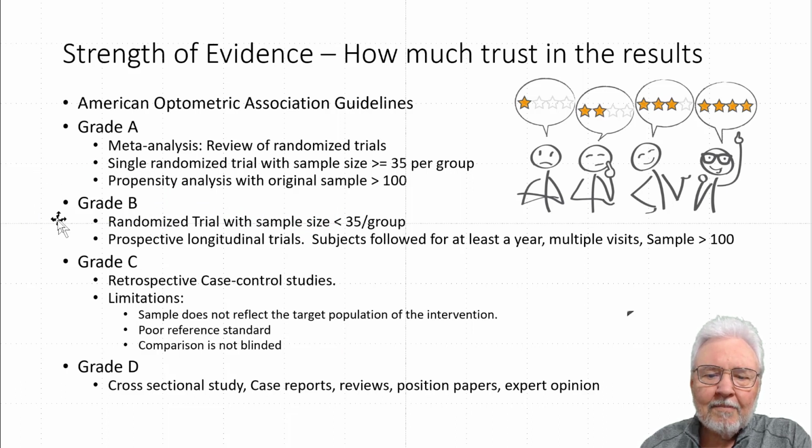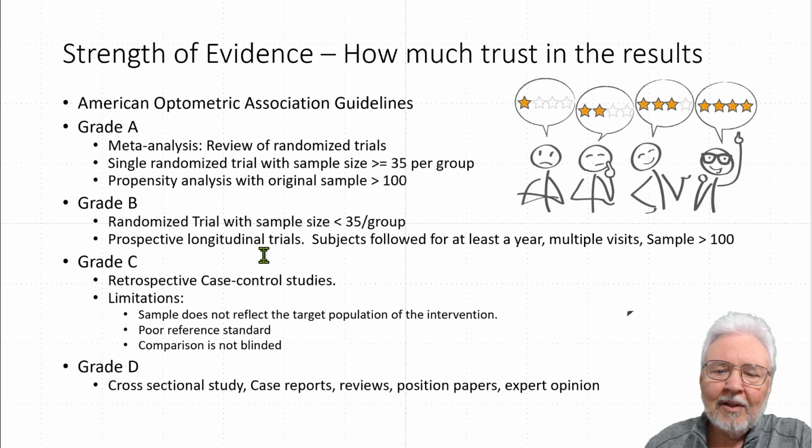A grade B is a smaller randomized trial, less than 35 per group. Also an observational study that is a prospective longitudinal trial. Subjects are followed for at least a year, may have multiple visits, and the sample is greater than 100. Again, sample size is important in these designs because sample size gives us reliable estimates of what we're looking for. More subjects, better likelihood of getting at the real number.